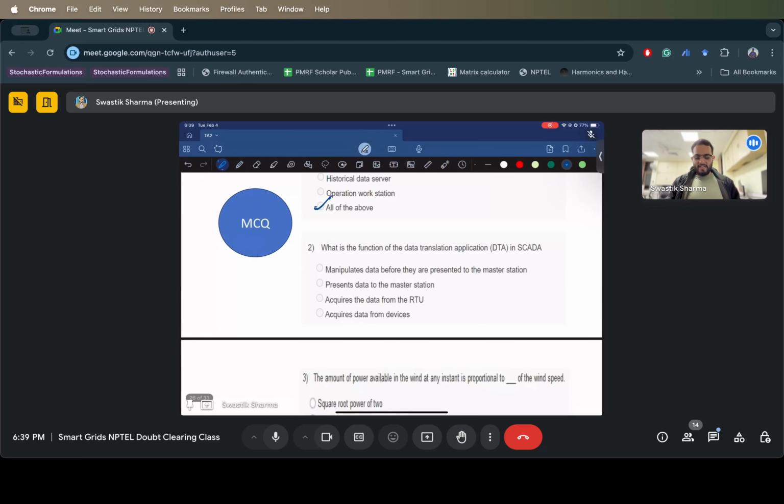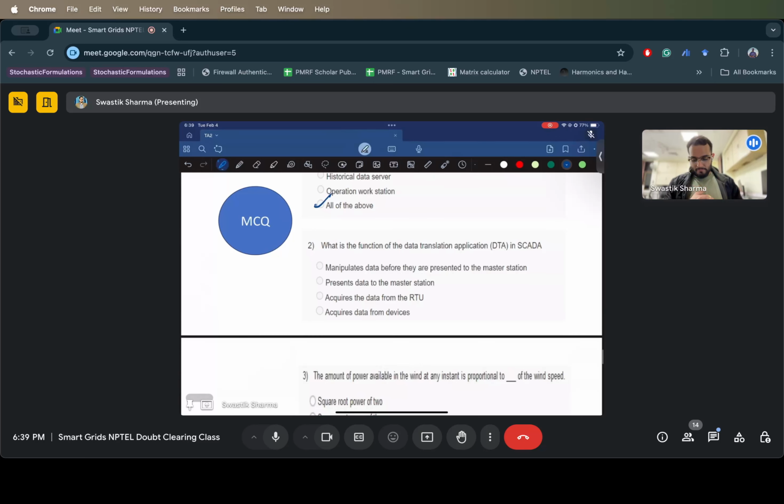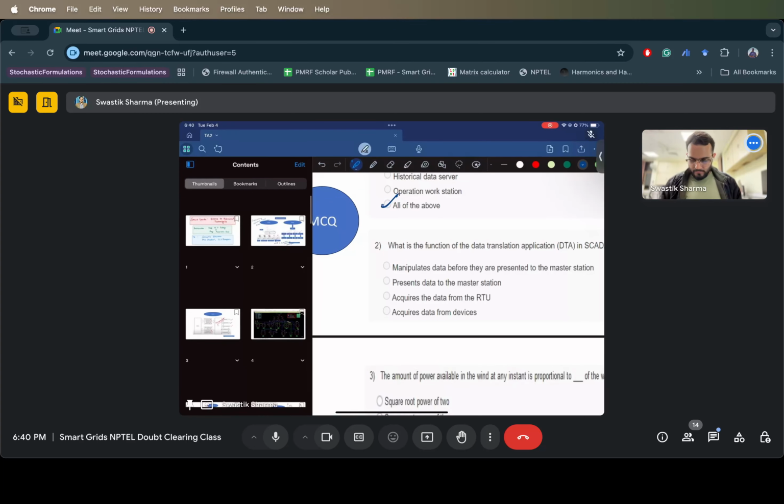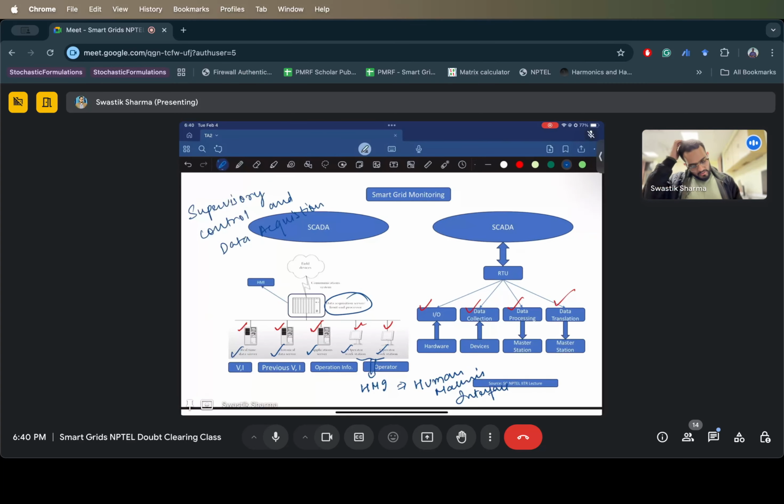So what is the function of the data translation application in SCADA? You have the options: manipulates data before they are presented to the master station; it presents data to the master station; it acquires data from the RTU, or it acquires data from the devices. What do you think is the correct answer? B is not the correct answer. I'll show you. So you see what data translation does.